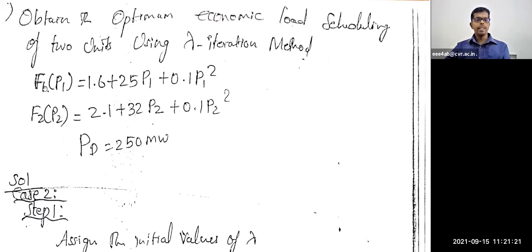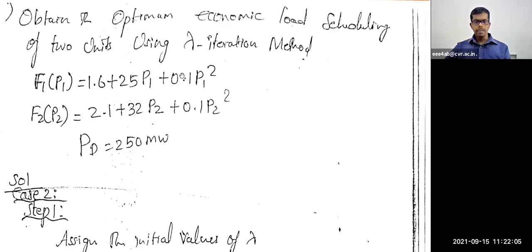The first generating unit F1 of P1 is equal to 1.6 plus 25 P1 plus 0.1 P1 square. Then F2 of P2 is equal to 2.1 plus 32 P2 plus 0.1 P2 square. Next, the power demand PD is equal to 250 megawatt. Here in this problem, you need to note down one thing: first, the constant terms. What is the constant term here? This is C1. This term is B1. This is A1. This term is C2. This term B2. This term is A2.